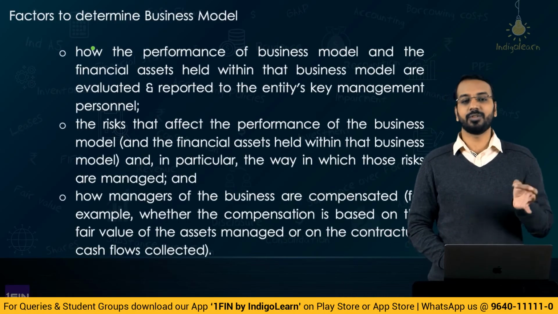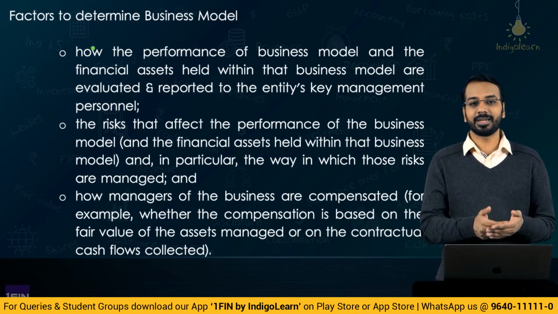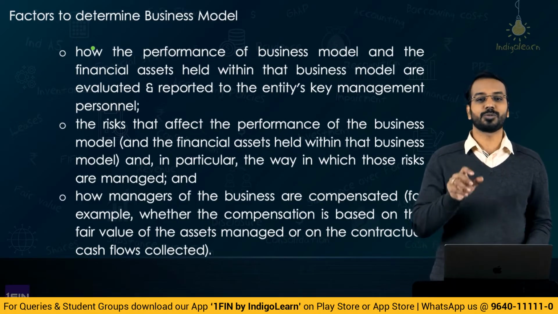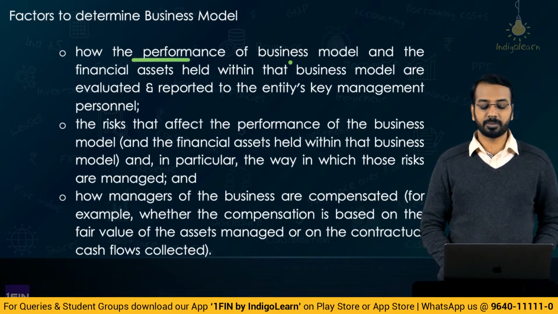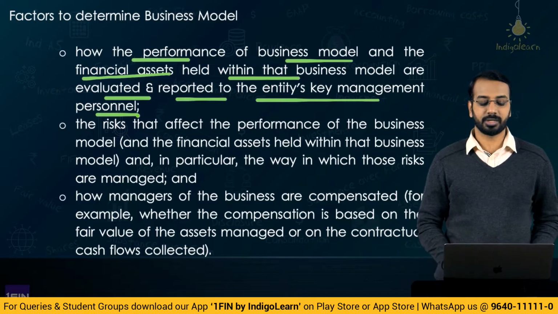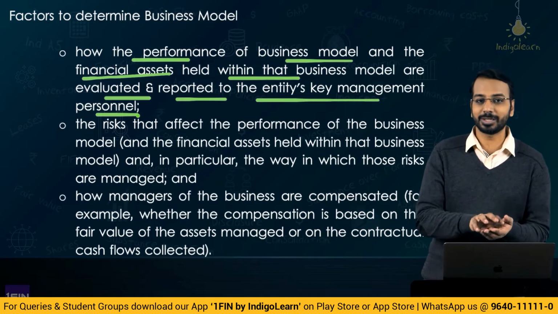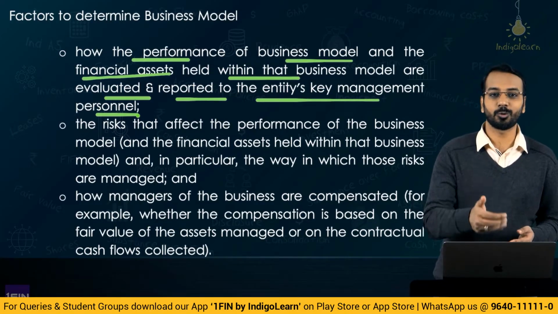Now there are some factors which help us determine the business model of an entity. So basically the standard gives us 3 broad guidelines which has to be considered in determining the business model of the entity, right? The first factor is how is the performance of business model and the financial assets held within that business model evaluated and reported to the entity's key management personnel. So first thing is how is the financial performance of the business model and the financial assets evaluated and how is it reported to the entity.